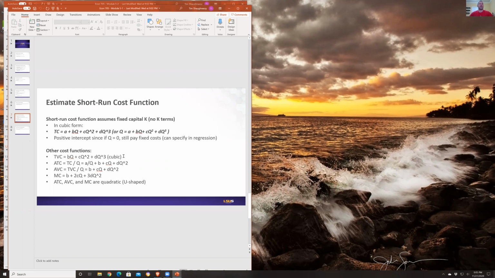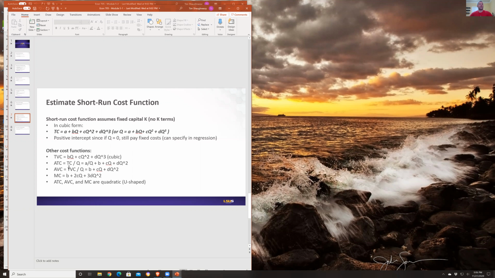I don't know if it's necessary to have that. You might end up running regressions where some of these variables show up as insignificant. Like you might have a total cost function where maybe the Q term is insignificant or the Q squared term is insignificant. But usually if your Q cubed term is still significant, that would indicate that it has this sort of S shape to it.